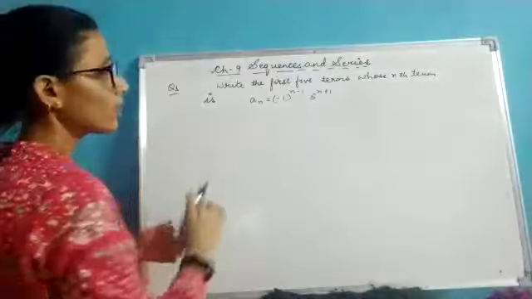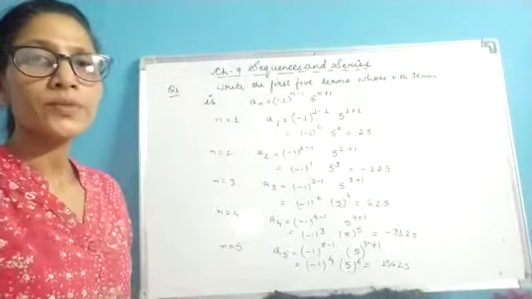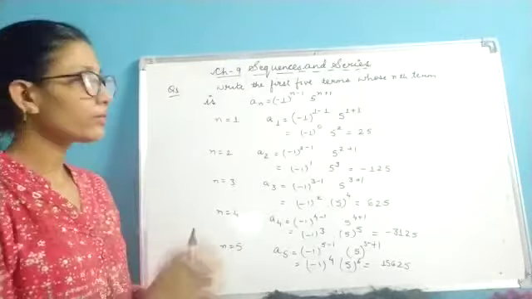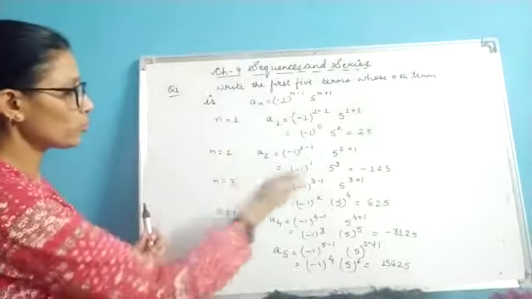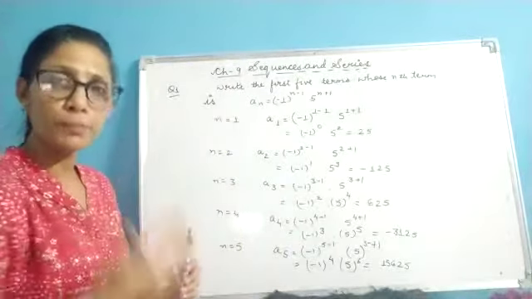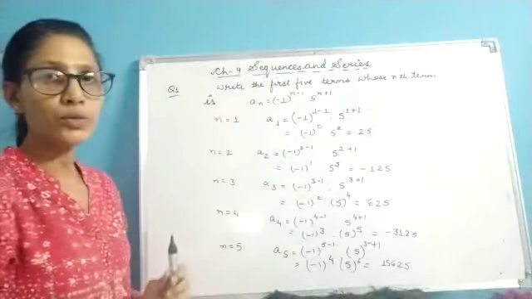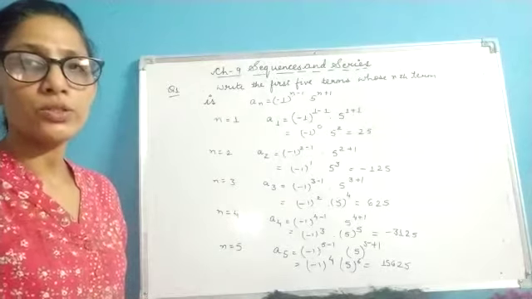So let's quickly do it. These are the calculations when we put n equal to 1, 2, 3, 4 and 5. You can pause the video and see the solution. Let's see the next question.